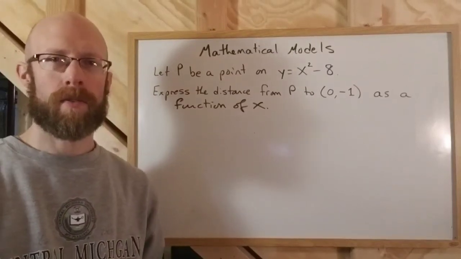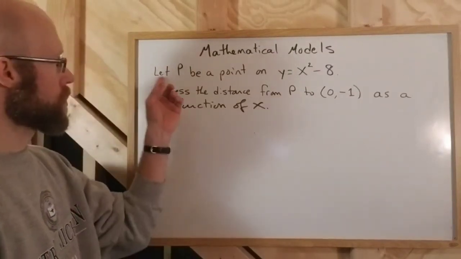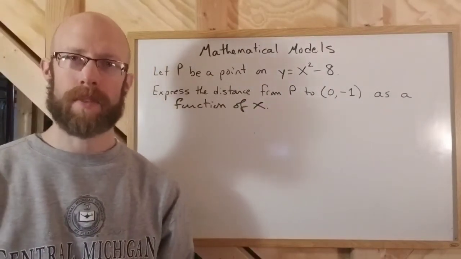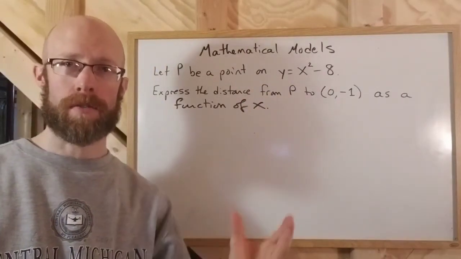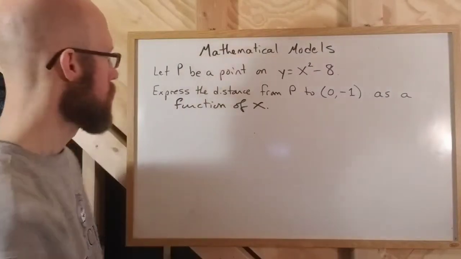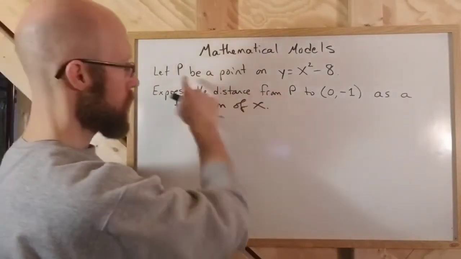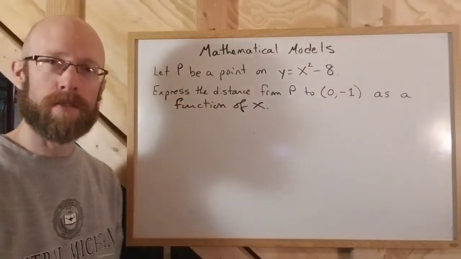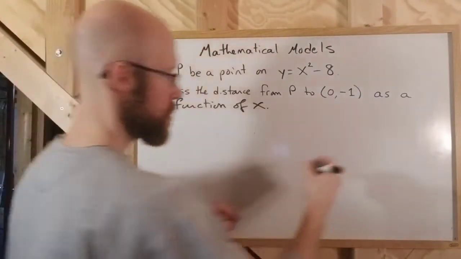So here we have a problem where it says let P be a point on a graph y = x squared minus 8. This of course is a parabola shifted 8 units down. Express the distance from P, from a point on that graph, to the point 0, -1 as a function of x.